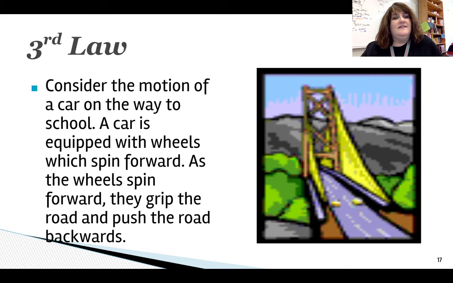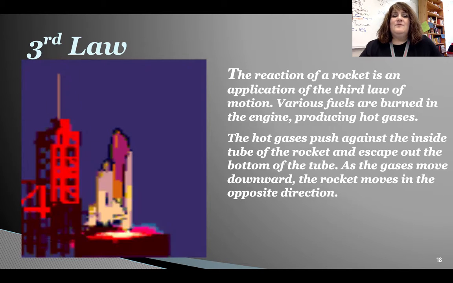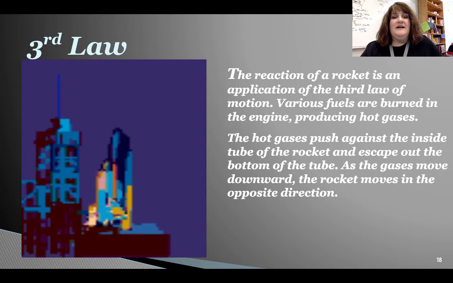Think about on the way to school, the wheels spin forward, they grip the road, push the road backward, which makes the car go forward. And when you were a little kid, your teacher saying the wheels on the bus go round and round, and the motion that went with that actually showed what happened. Rockets are the same thing. You apply a downward force on the ground, and the ground applies an upward force on the rocket, giving it lift, causing it to lift off.